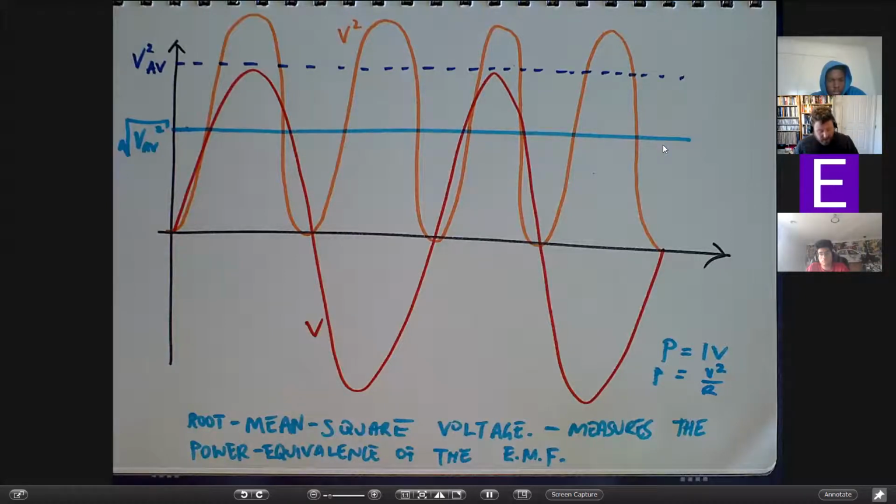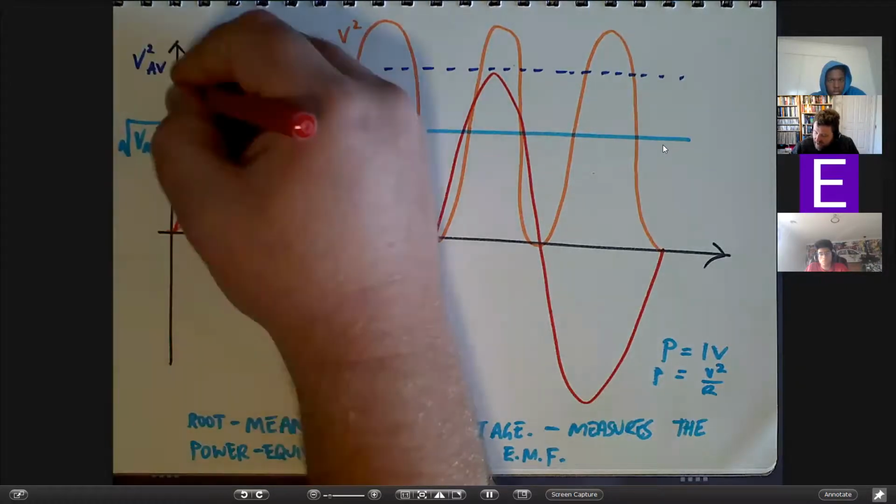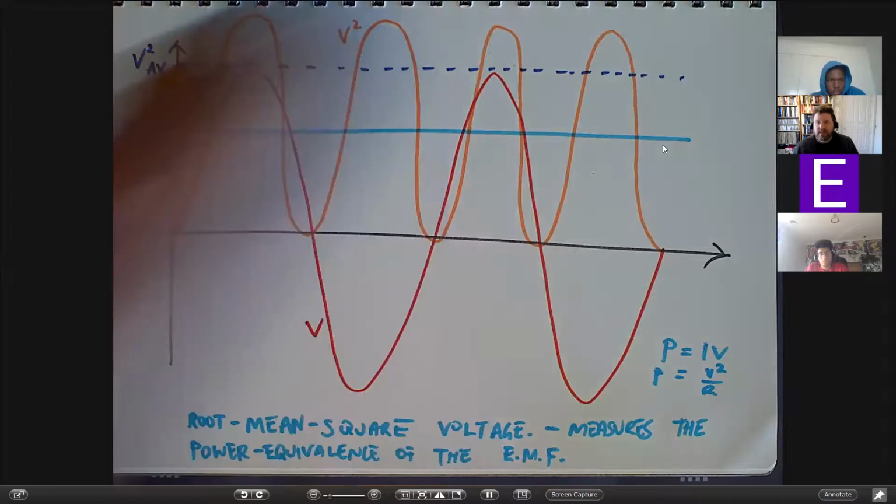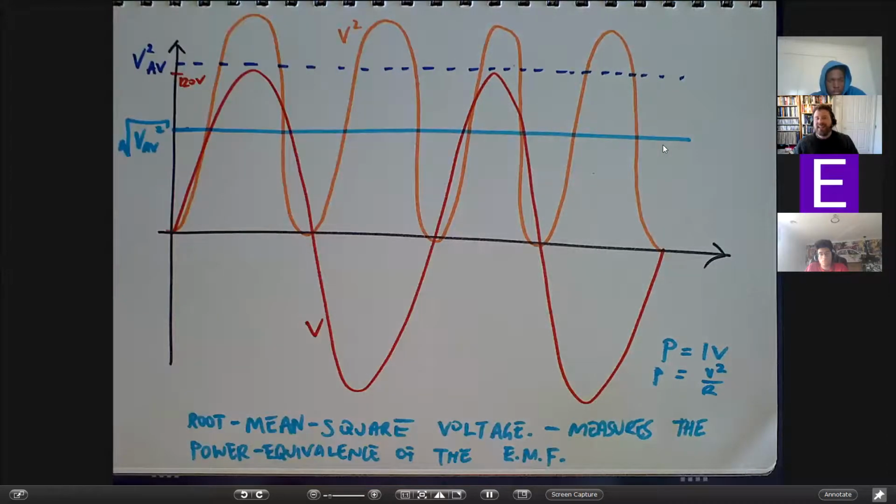So let's say this thing here was peaking at 120 volts. You're not going to get 120 volts of power all the time. You're only going to get that for a split second in each cycle. The amount of power you're going to get is less than that. Right, and how much less than it is it? It's this value here.